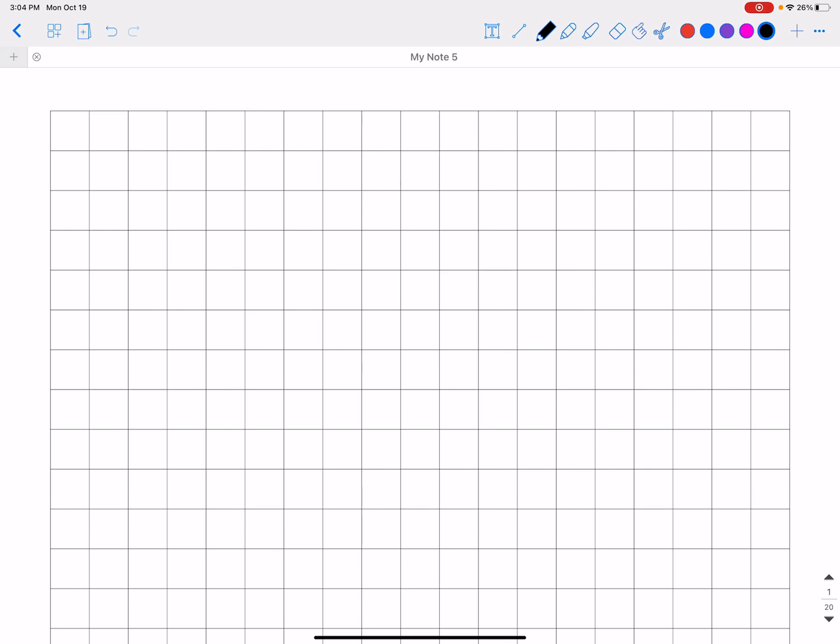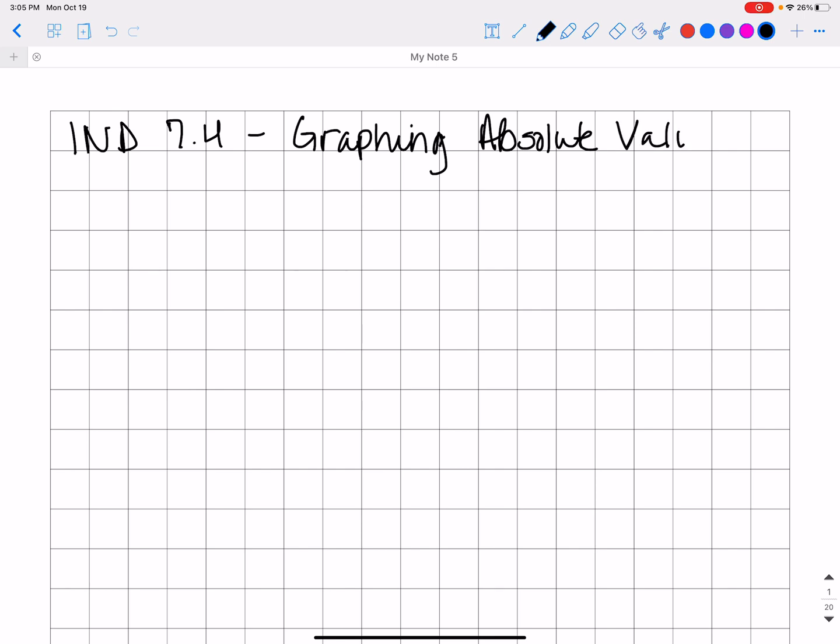So we are going to wrap up the last little bit of indicator 7. So this is indicator 7.4 or day 4. And we are going to be graphing absolute value functions, or absolute values.